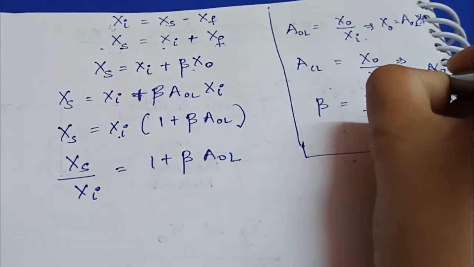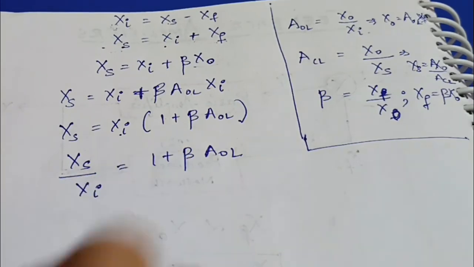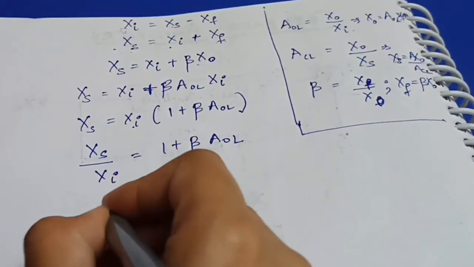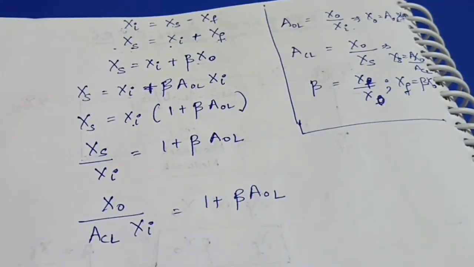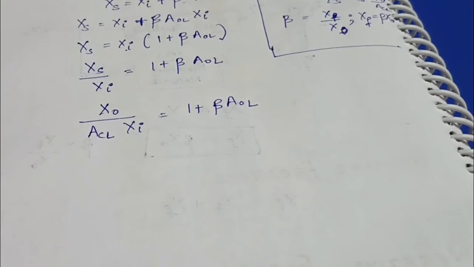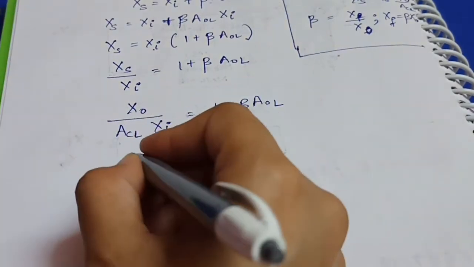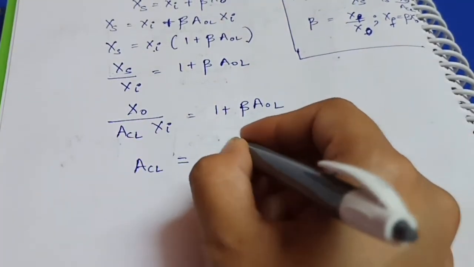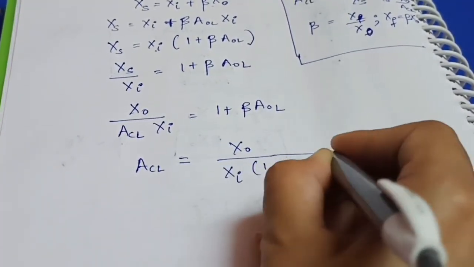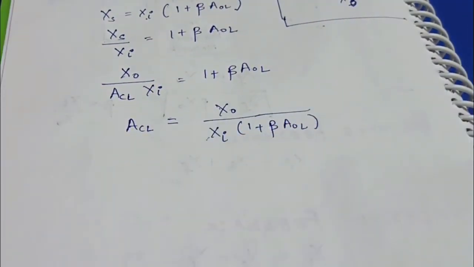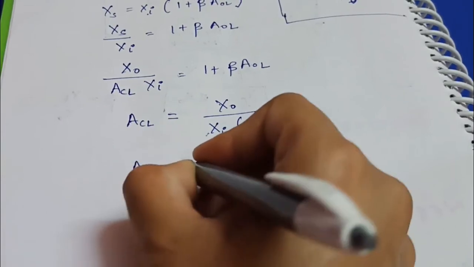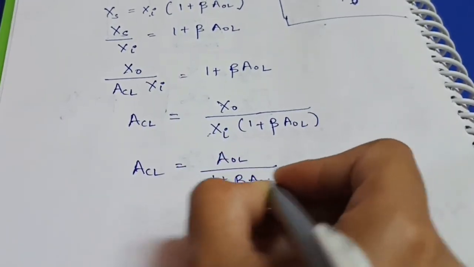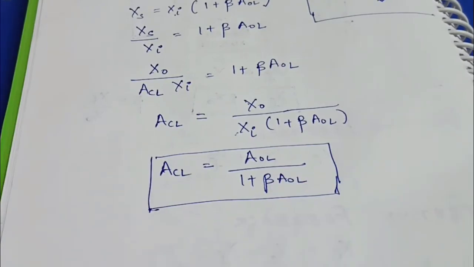x naught by xs, which is ACL. ACL is nothing but the closed loop gain. So we get, right. Now rearranging the equation, we get, and this x naught by xi is nothing but our open loop gain. So just replacing it. So that's the equation for closed loop gain.